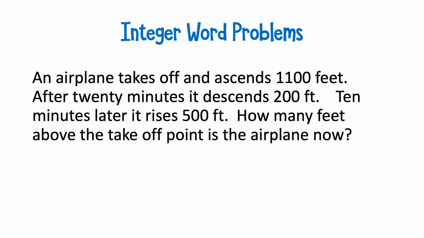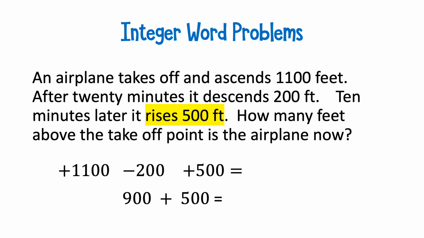We can take these words and apply them to word problems. An airplane takes off and ascends 1,100 feet. After 20 minutes, it descends 200 feet. 10 minutes later, it rises 500 feet. How many feet above the takeoff point is the airplane now? When we translate this, we find the words ascends 1,100 feet. That's a positive 1,100. Descends 200 feet, negative 200. Rises 500 feet, plus 500. If we combine all of these, we get 900 plus 500. The plane is now at 1,400 feet.